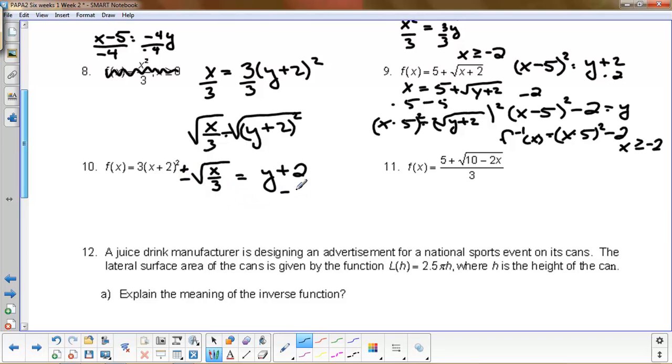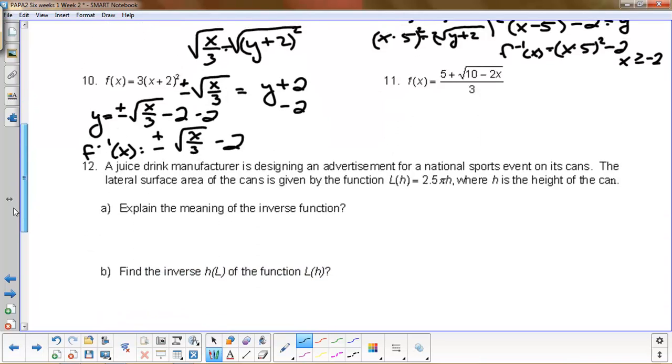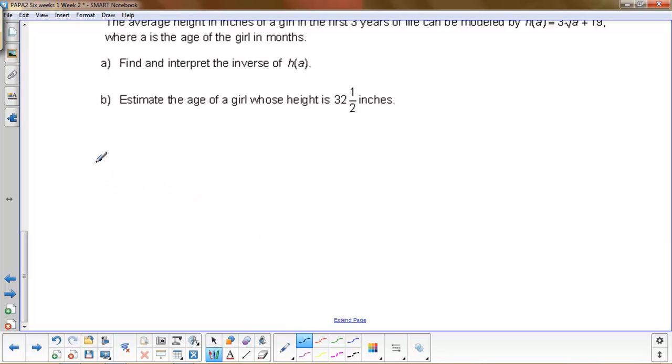Alright, so to finish out the equation, subtract 2 to both sides, and we get y equals plus or minus the square root of x divided by 3 minus 2. F to the negative 1 of x equals plus or minus the square root of x over 3 minus 2. And number 11, I'll be moving down the page and expanding so that I have enough space to show you the steps without disruption.